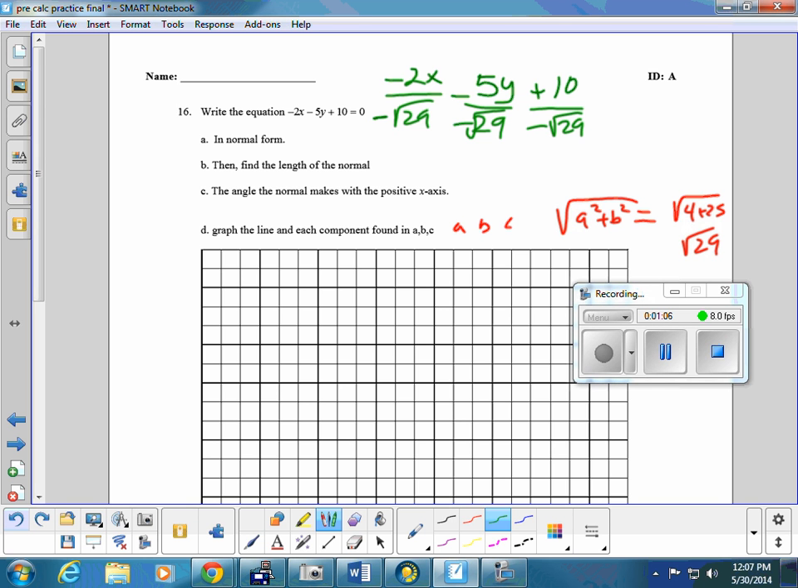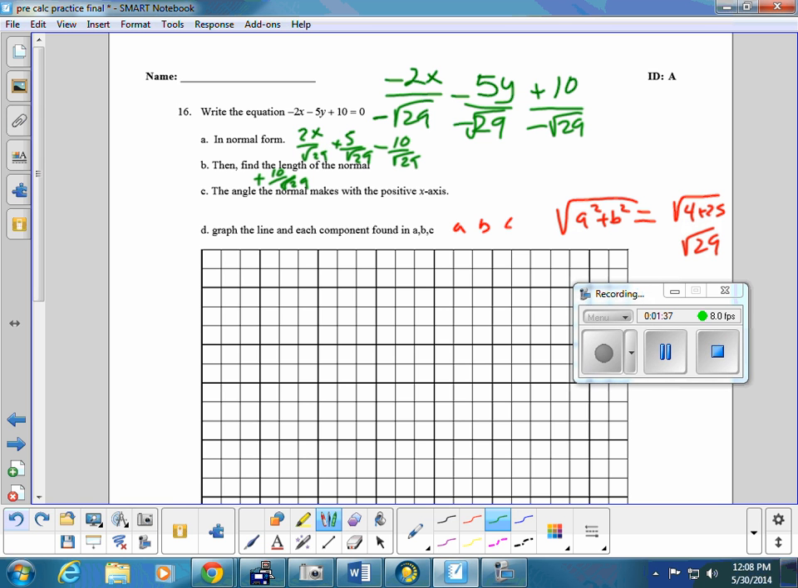It could be cleaned up a little bit: 2x over radical 29 plus 5y over radical 29 minus 10 over radical 29. So that's normal form. What is the length of the normal? It's the positive 10 over radical 29, which is a decimal value.